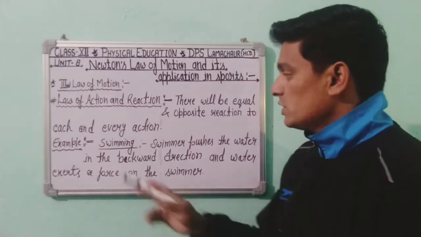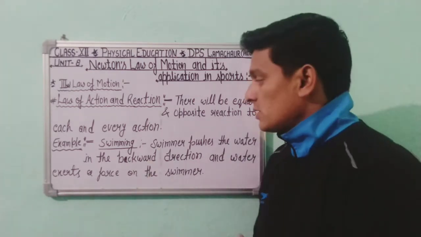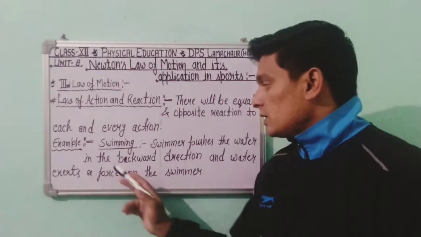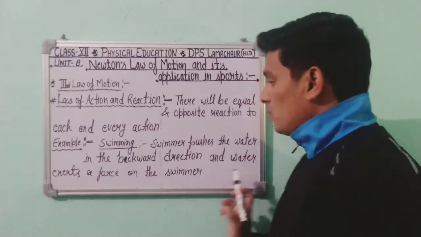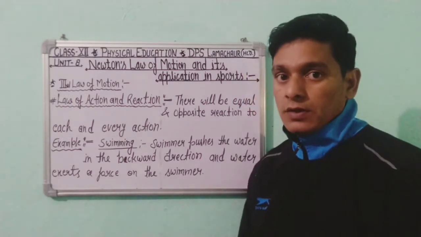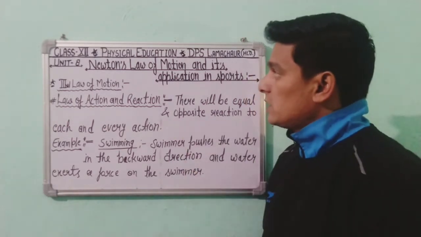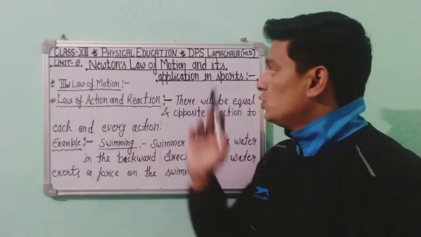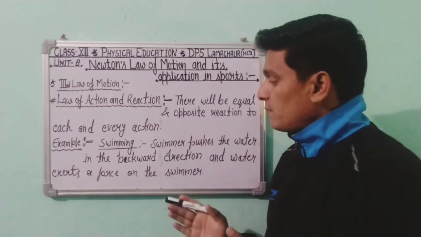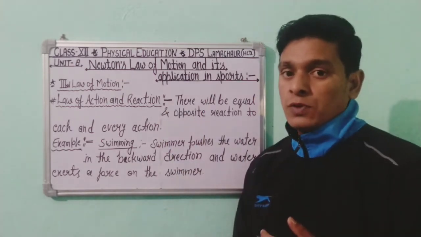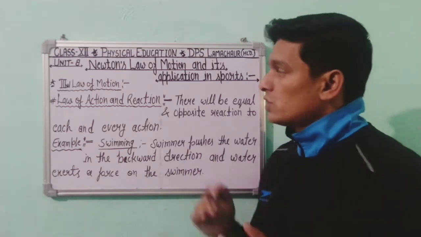An example in sports is swimming. Swimming is the best example. How? The swimmer pushes the water in the backward direction and the water exerts a force on the swimmer. So these are the laws of motion given by Newton, and with the examples I told you how they are applied in sports. So this is all about Newton's laws of motion.